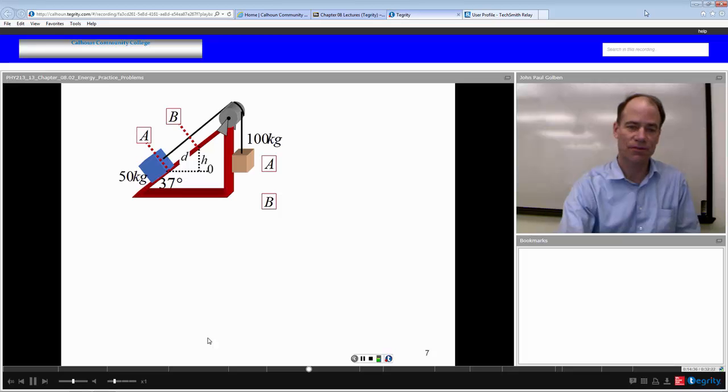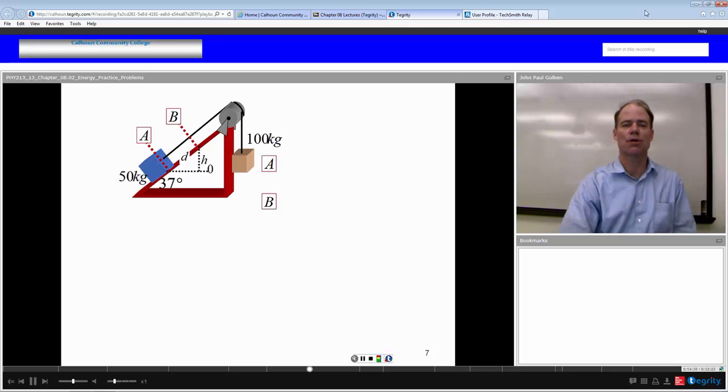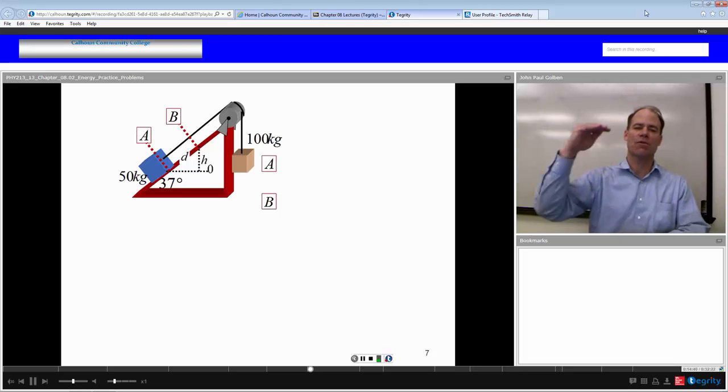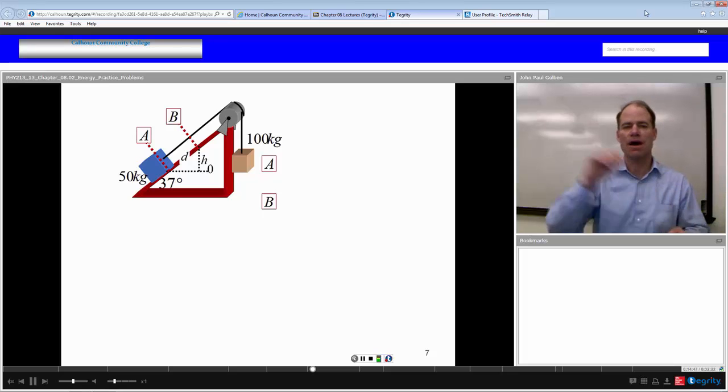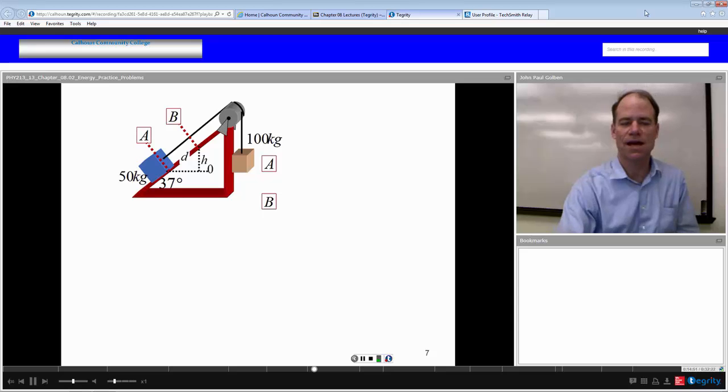Now we need to figure out what those other terms are. To help us out, let's find how high we go from point A to point B for mass 1. We're looking at that triangle. The hypotenuse of that triangle is D, and H is equal to D sine theta, where theta is 37 degrees.